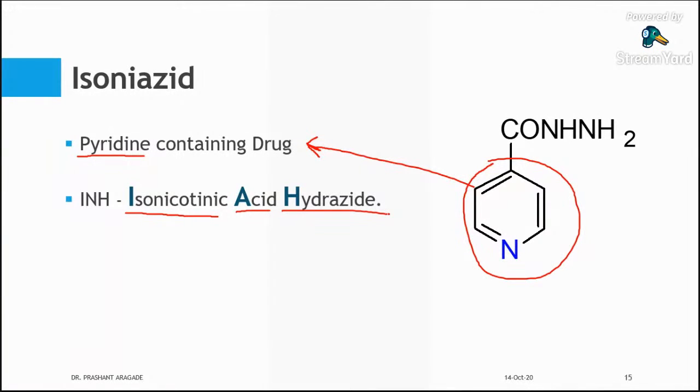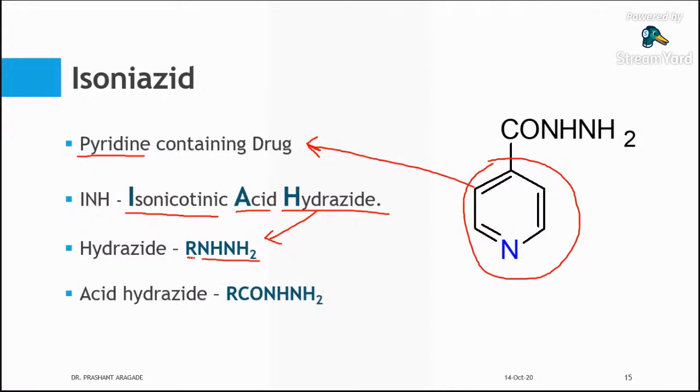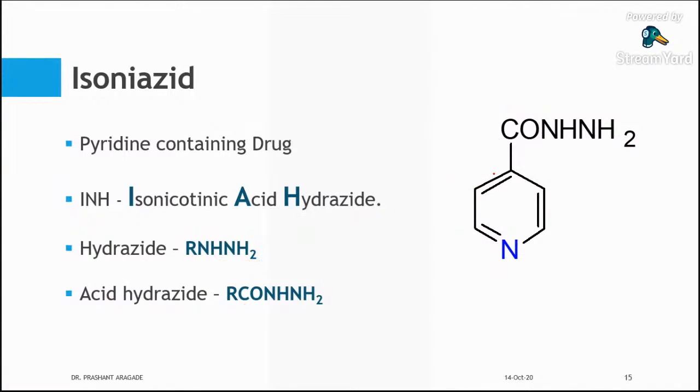Isonicotinic acid hydrazide. So what is meant by hydrazide? Hydrazide is nothing but any group which contains NH2. Hydrazide म्हणजे काय? That is a group containing NH2. R stands for any other group. And what is meant by acid hydrazide? That is CONH2. So it is acid hydrazide. So C double bond O NH2, you just have to attach at the 4th number position. So it is very easy to remember the structure of isoniazide.